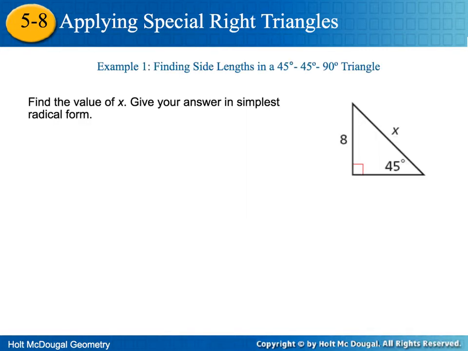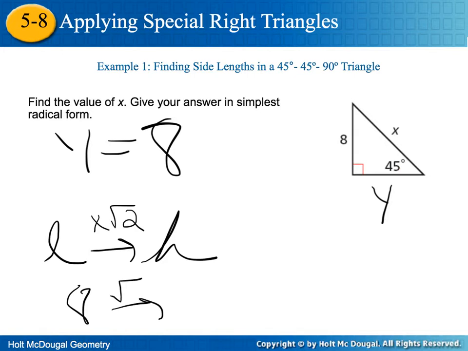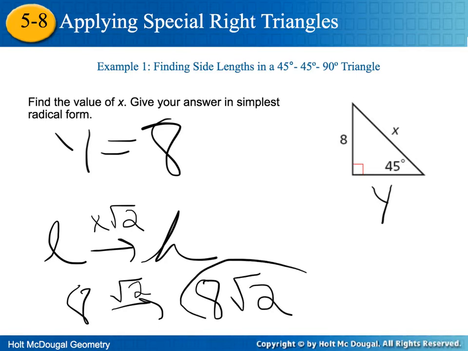Alright, so let's do an example real quick. Let's find the value of x and y. Since this is a 45, 45, 90 triangle, the legs are congruent. So y is going to equal 8. To get from a leg to the hypotenuse, all I do is multiply by square root of 2. So when the leg is 8, I multiply by square root of 2 to get the hypotenuse, and I get 8 times square root of 2. This is in simplest radical form, so you can stop. So we have x equals 8 square root of 2, and y equals 8.